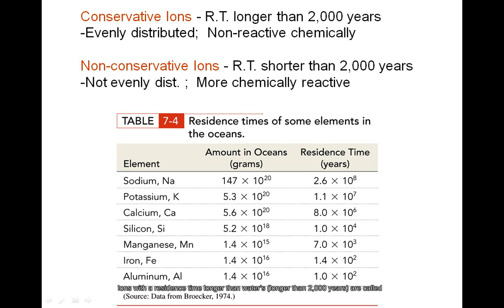Ions with a residence time longer than water's, so longer than 2,000 years, are called conservative ions. They are evenly distributed throughout the ocean and tend not to participate in chemical reactions. Ions with residence time shorter than water's are called non-conservative ions. They are more active chemically, but are not evenly distributed across the world's oceans.